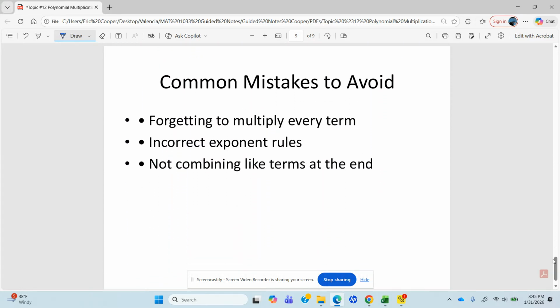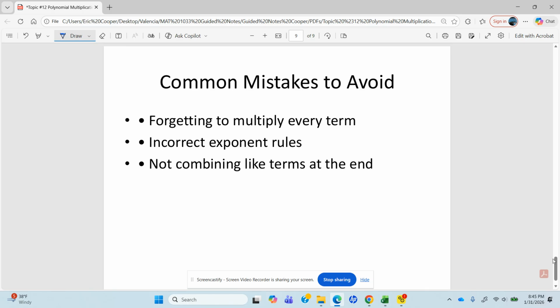Some common mistakes to avoid as you go through this. Forgetting to multiply every term. Make sure you draw those arrows and make sure everything is being multiplied by everything at least one time. Make sure you use your exponent rules correctly. When you multiply things, you add the exponents, but they have to have the same bases. And make sure we check and see if we can combine like terms at the end.